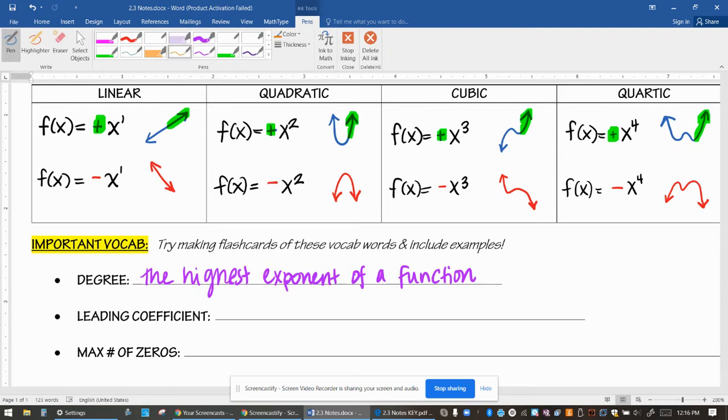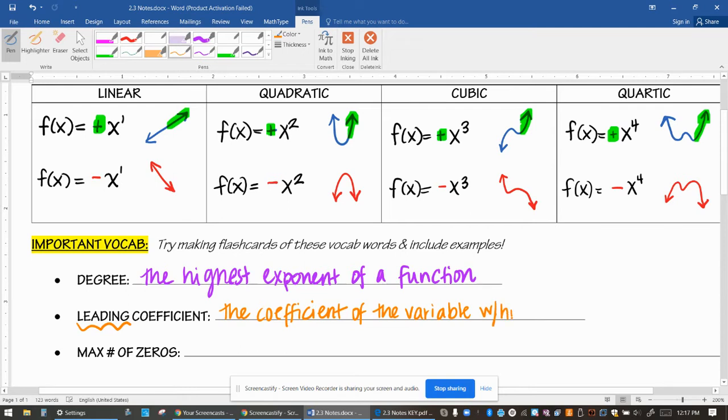The leading coefficient, and remember, coefficient is any number multiplied with a variable, but the leading coefficient is the coefficient of the variable with the highest degree, aka highest exponent. Remember, the highest degree is the highest exponent.